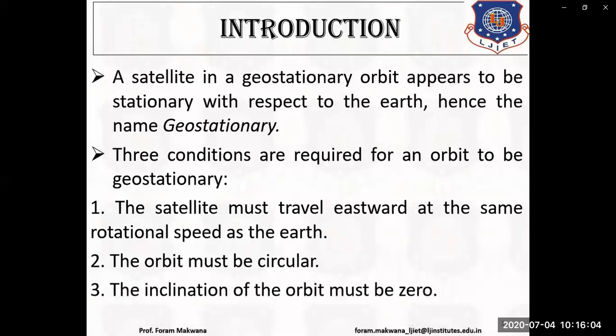Third condition, the inclination of the orbit must be 0. Inclination, that means the inclination angle. The angle between the equatorial plane and the orbital plane must be 0. How can it be 0? Because the orbit of a geostationary satellite lies on the equatorial plane. So the angle will be 0, because the orbital plane is the same as the equatorial plane. Right?